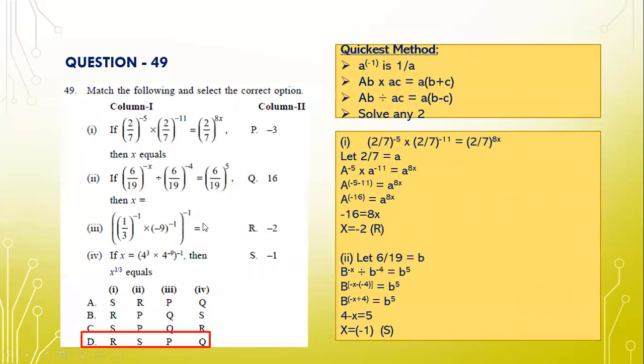Okay. 49, match the following and select the correct option. So if 2 upon 7 raised to minus 5 into 2 upon 7 raised to minus 11 is equal to 2 upon 7 raised to 8x. So again, a raised to minus 1. What is a raised to minus 1? It is 1 upon a.